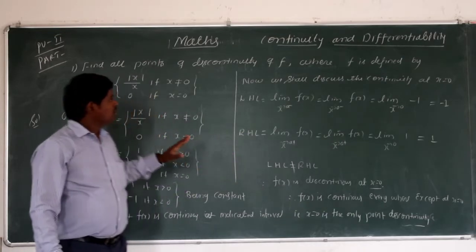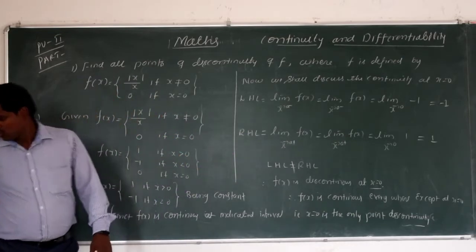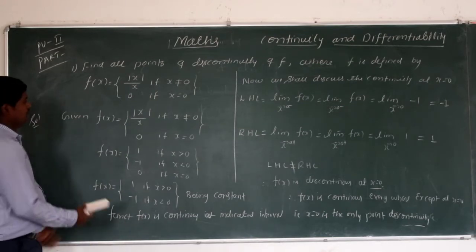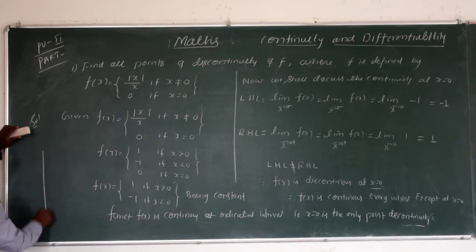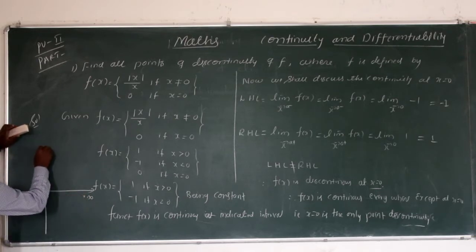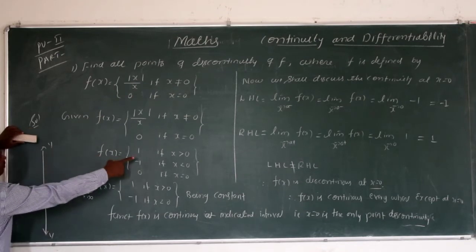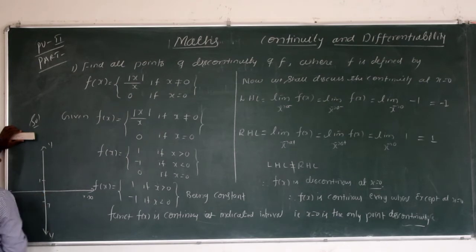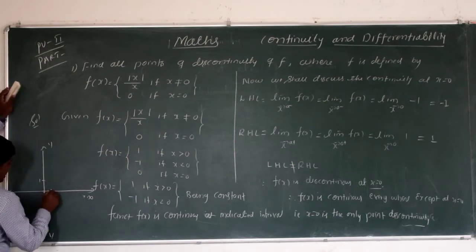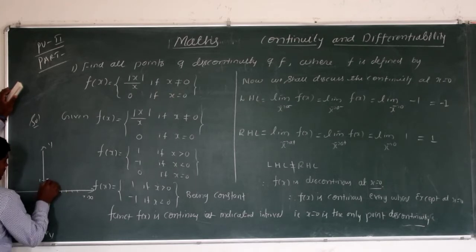Now through the graphical representation. Already you know the greatest integer function and the signum function. This side is plus infinity, this is minus infinity. Suppose here I am taking 1, here I am taking minus 1, and this is 0. If the value of x is greater than 0, then the output is 1.